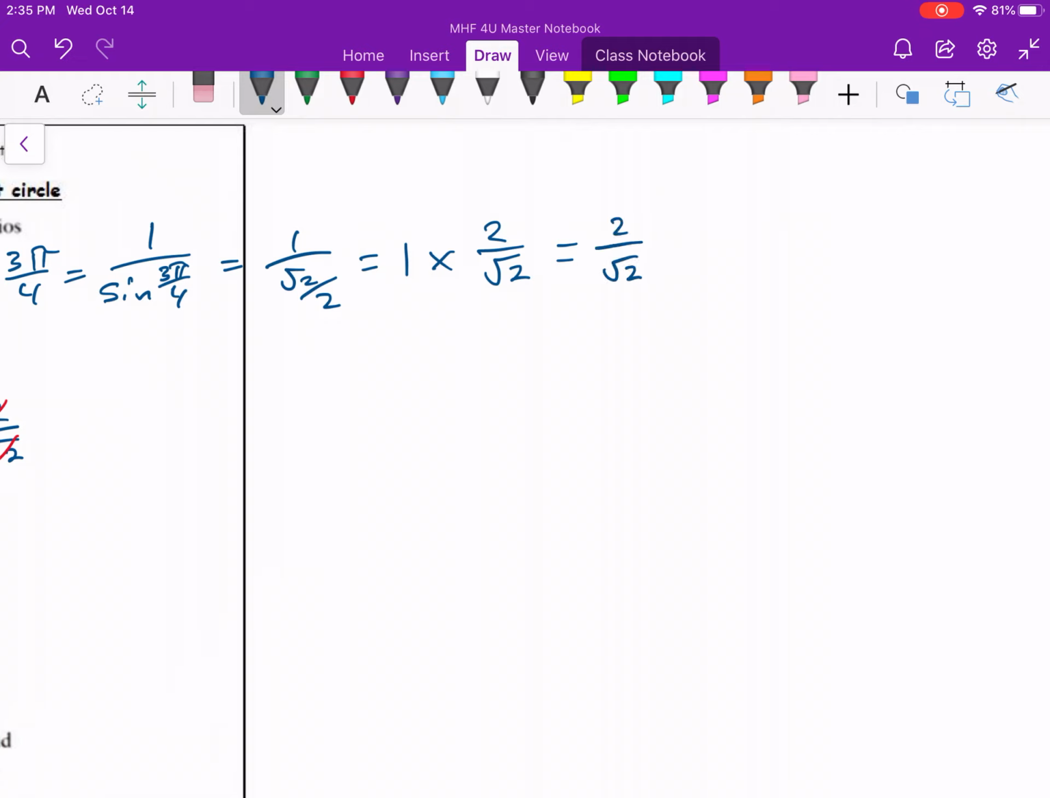Now, it's ugly, it's bad form to leave a radical sign in the denominator. So I'm going to rationalize the denominator. I'm going to multiply the top and the bottom by root 2. When I do that, I'm going to get 2 root 2 on the top, and on the bottom, when I multiply root 2 times root 2, I'm just going to get 2.